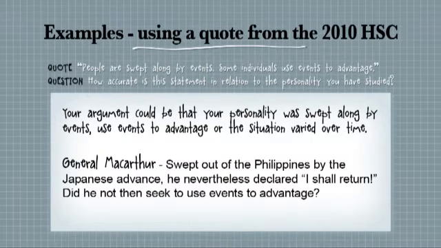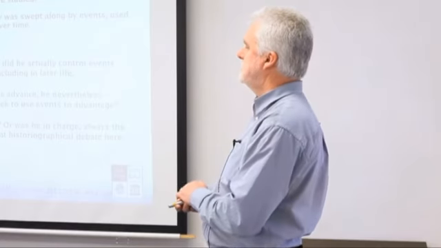What about General MacArthur? He was swept out of the Philippines by the Japanese advance at the start of the conflict in the Pacific, so he had not much control over that. But no sooner did he arrive in Australia than he said, "I shall return." In fact, he declared his intention now of taking control of events. And this is exactly what he did. He arrived in Australia without an army and did everything in his power to ensure that he was given an army and that he could get back into control of events, and finally ended up in Japan at the end of the war as virtually the ruler of Japan. So it's an example of where, to a certain extent, he's swept along by historic events, but then takes over and uses them to an advantage.